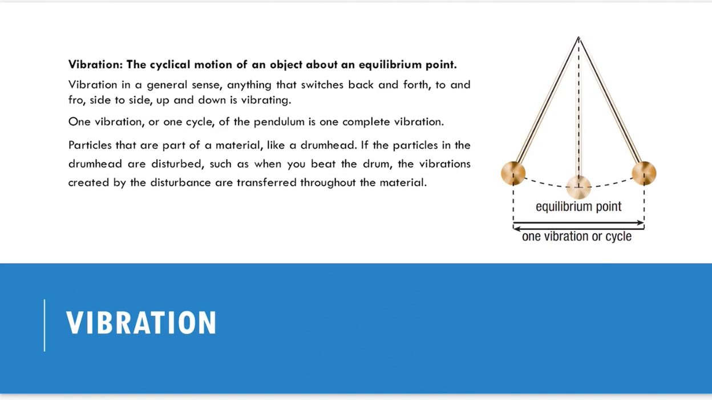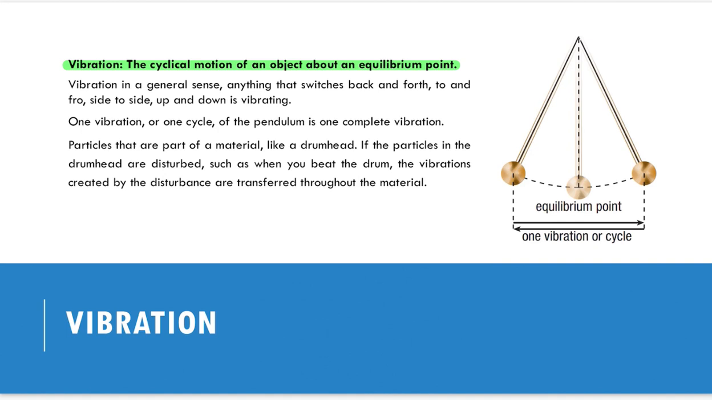You'll also notice that the equilibrium point is halfway between the maximum distance of the pendulum swings. That is known as one vibration or one cycle. So a vibration is the cyclical motion of an object about an equilibrium point. Vibration, in a general sense, is anything that switches back and forth, to and fro, side to side, up and down. It's all forms of vibration. One vibration or one cycle of the pendulum is one complete vibration.